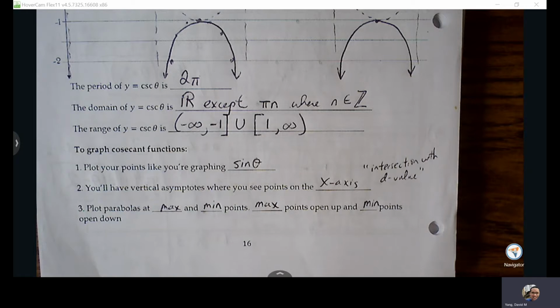Cosine starts at a peak. So this one, we can do that. So 1, 0. Okay, so once you have this graph, now we can build some parabolas. That's really the cosecant graph.